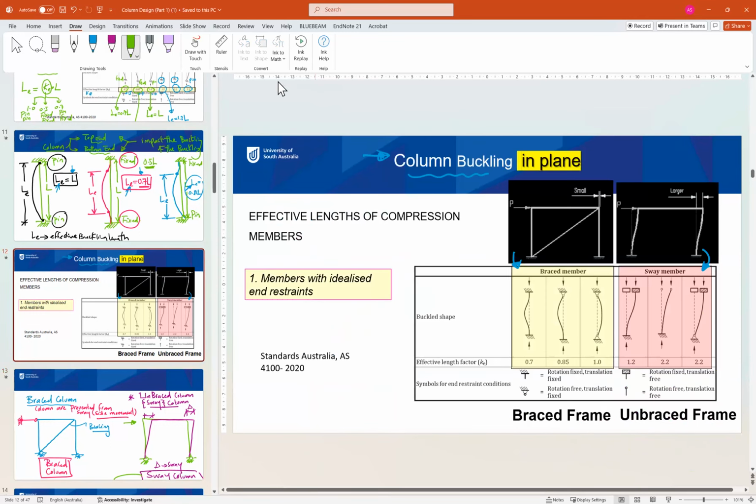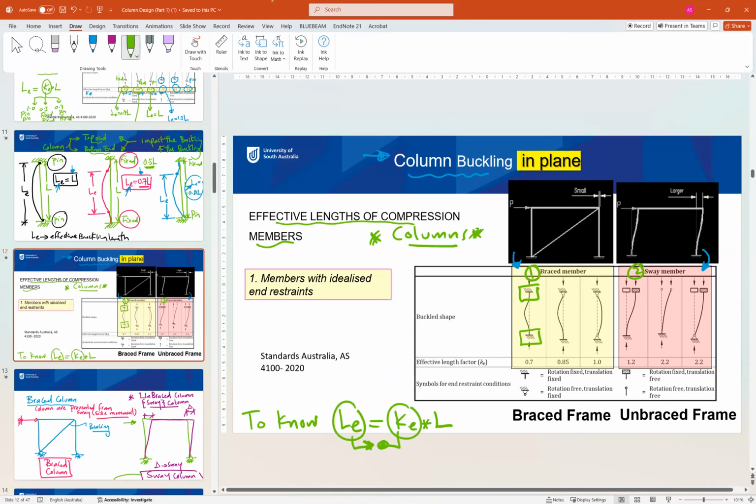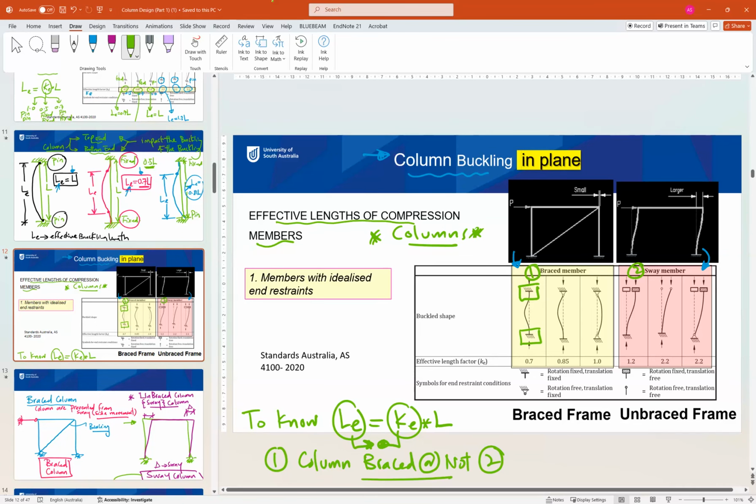So now for our design, the effective length of the compression member or column will be based on two things. We need to know first if the column is braced or unbraced. Then we need to know what the ends of the column are. So to know Le of the column, equal to Ke times L, we need to know two things. Number one, whether the column is braced or not. Number two is the two end restraints.